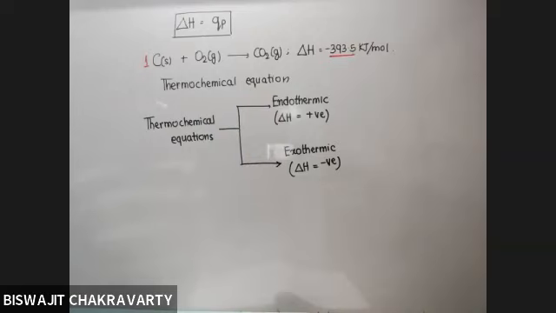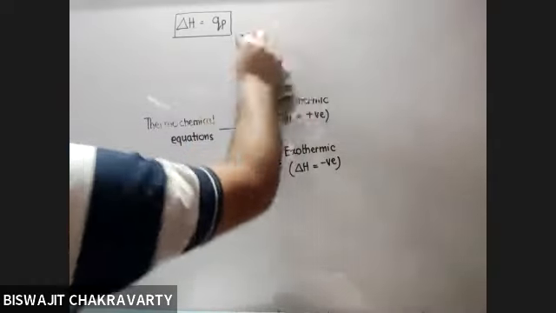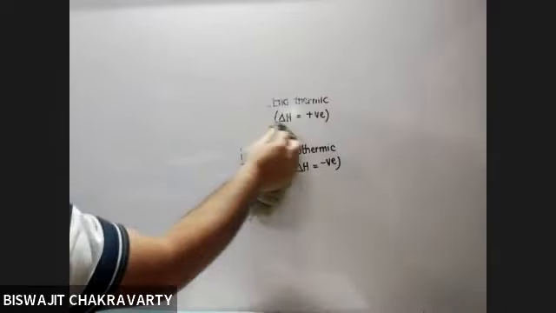Likewise, if instead of minus 393.5, it had been plus 393.5 given, then I would have said that during the combustion of 1 mole of carbon, 393.5 kilojoules of energy is absorbed. So by looking at the sign convention, we can make out whether during the process energy is released or absorbed. So thermochemical equations give us information, along with the balanced chemical equation, about how much energy is released or absorbed during the process. So this sign convention is very important.